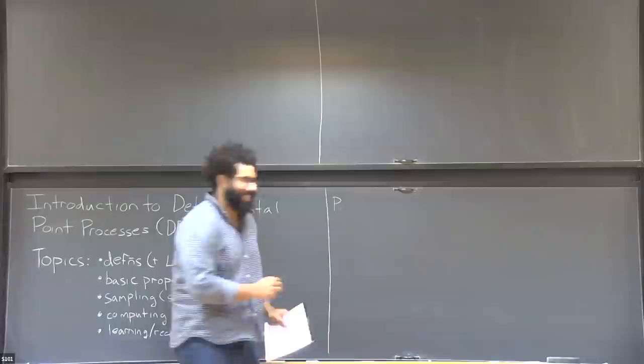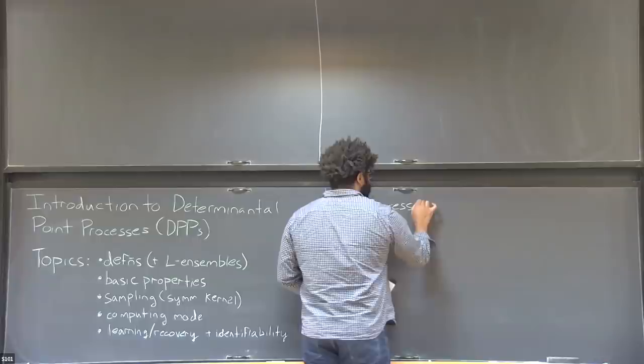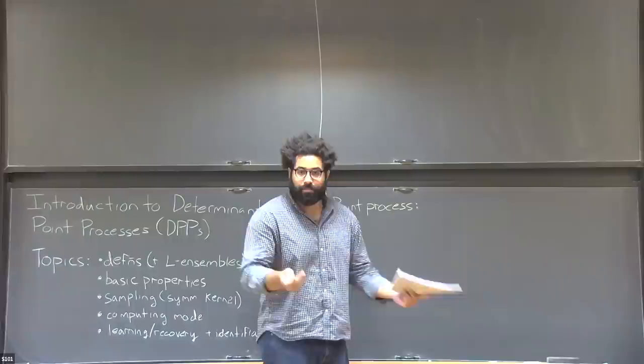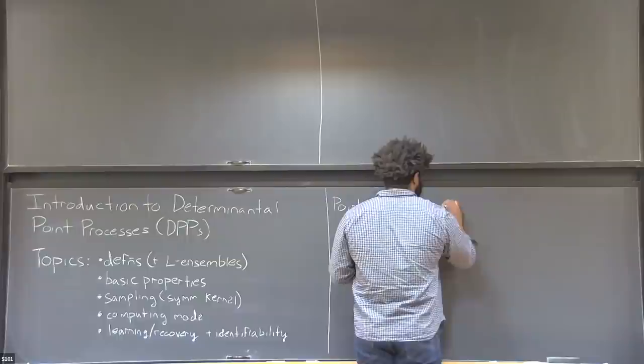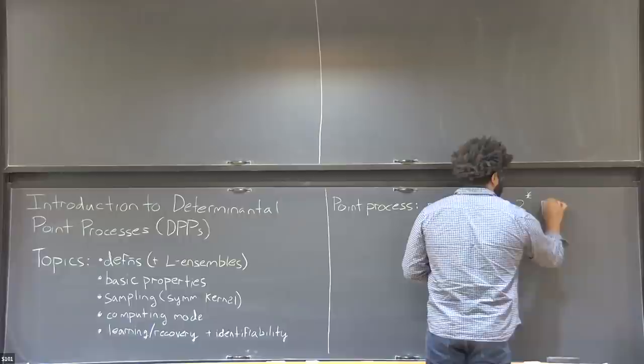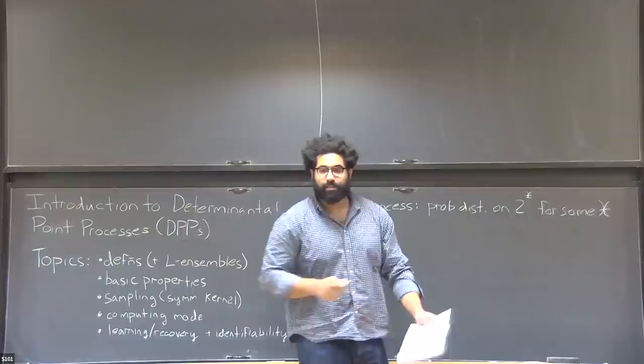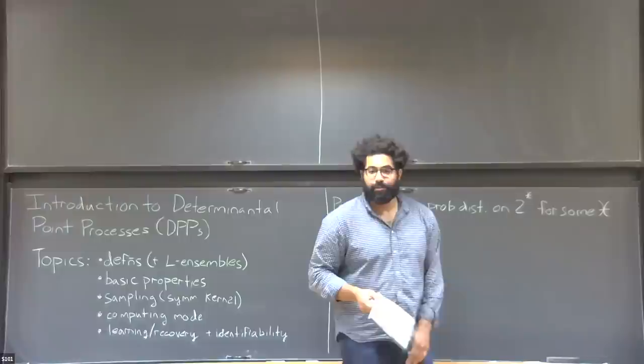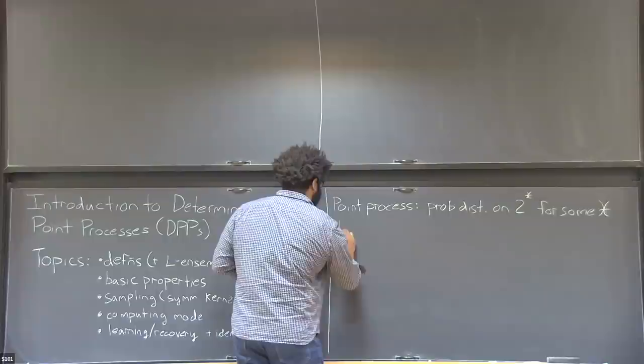Yes. So a point process is just a probability distribution on the subsets of some set. So a probability distribution on the power set of some set. And for our purposes, this set is discrete, and we can usually think it's finite. Yeah. So what is a determinantal point process?